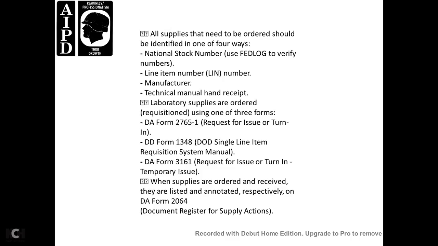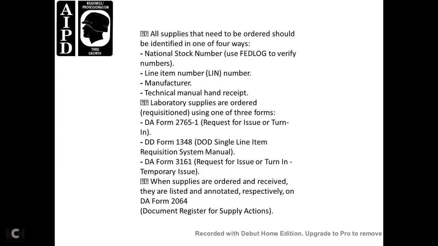All supplies that need to be ordered shall be identified in one of four ways: national stock number, line item number, manufacturer and technical manual, or hand receipt. Laboratory supplies are requisitioned using one of three forms: DA Form 2765, request for issue or turn-in; DA Form 1348, Department of Defense single line item requisitioning system manual; and DA Form 3161, request for issue or turn-in, temporary issue.